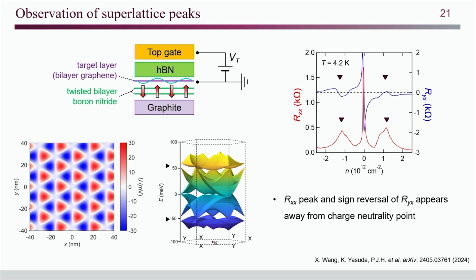This is our experimental result. The longitudinal resistance shows clear satellite resistance peaks apart from the charge neutral point. And at the same time, we see that in the Ryx measurement, there is a clear sign reversal at the filling and also before the filling. So we think that they probably correspond to the Van Hove singularities.